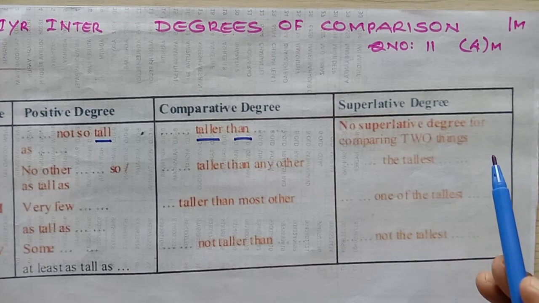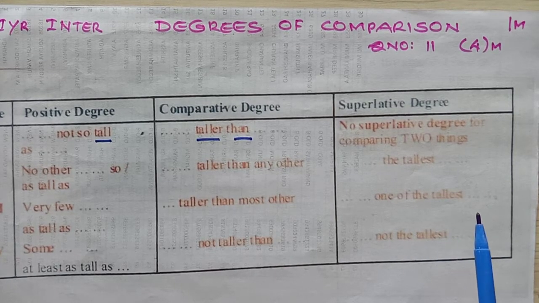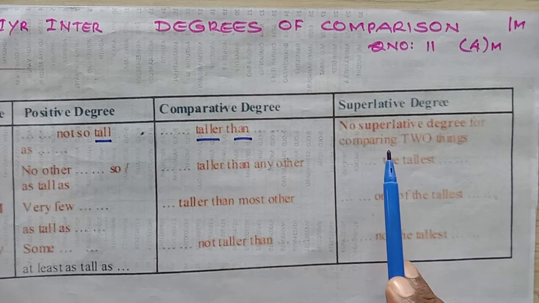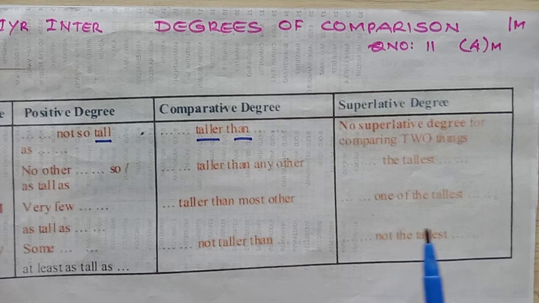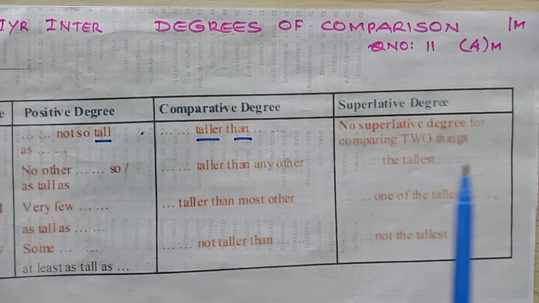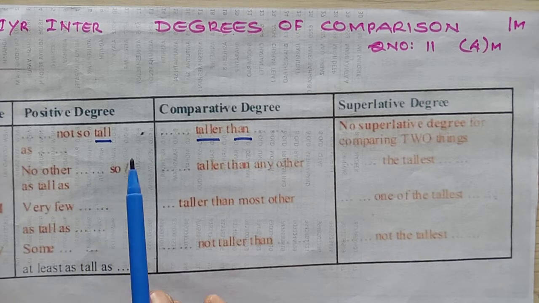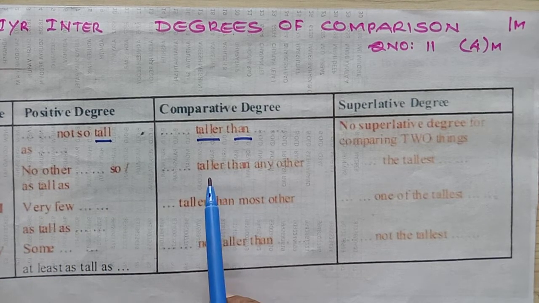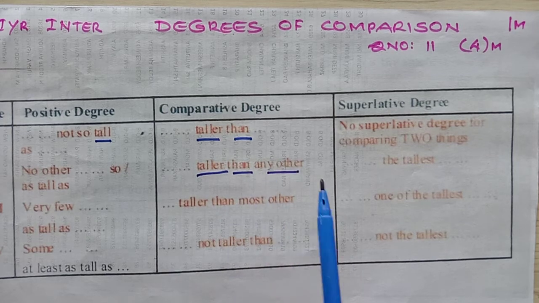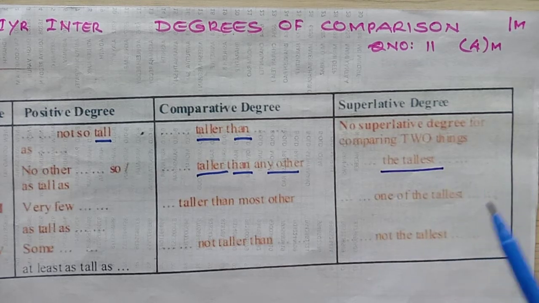In the previous class, in the same video previously, I told you that 2 things cannot have superlative form. They can only be compared with the comparative degree. Now, so plus as tall as or so tall as, anything. Then we can use taller than any other. Next, in the superlative form, we can directly use the tallest.